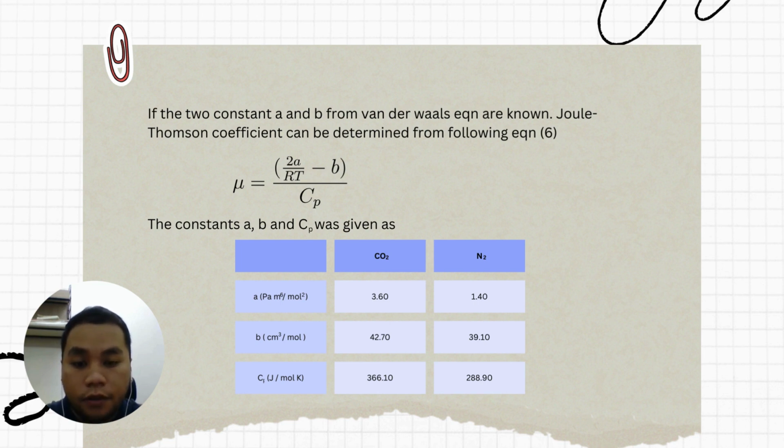The value of A for carbon dioxide is 3.6, and for nitrogen is 1.4. Both units are Pascal meter 6 per mole squared. And the value of B for carbon dioxide is 42.7, and for nitrogen is 39.1, and the unit is centimeter cube per mole. And the value of Cp for carbon dioxide is 366.1, and for nitrogen is 288.9, and the units are joule per mole Kelvin.